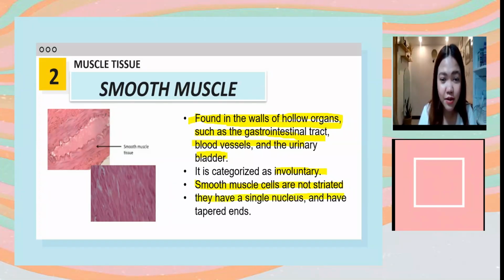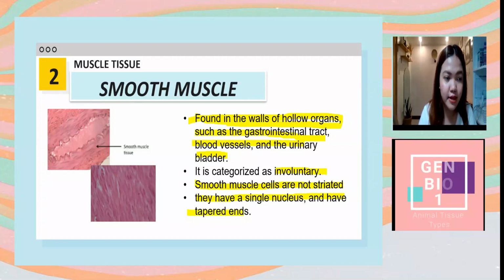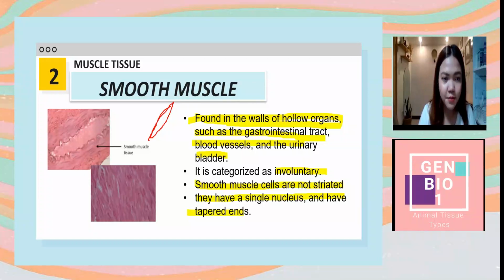So they have a single nucleus and have tapered ends. So when I say tapered ends, yeah, natutulis yung ends niya. So that's tapered ends, okay?